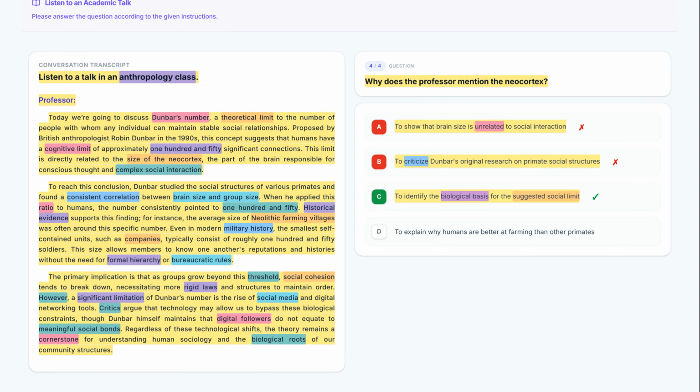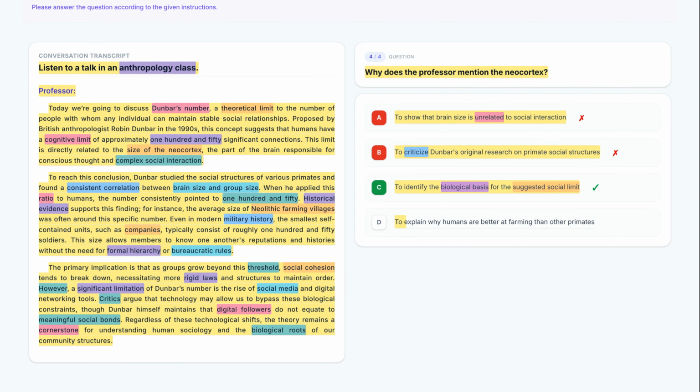Finally, let's evaluate option D. To explain why humans are better at farming than other primates. While farming is mentioned in the Neolithic example, the neocortex is not used to explain why humans are better at it than primates.